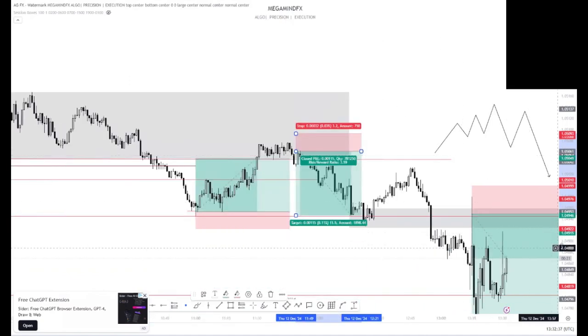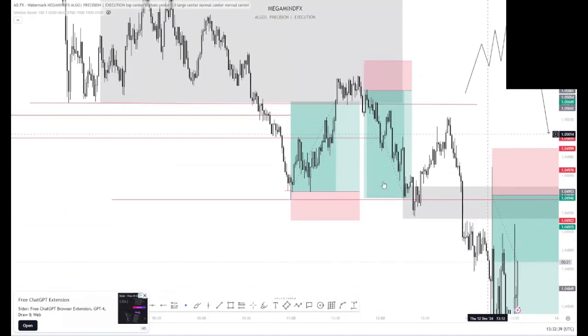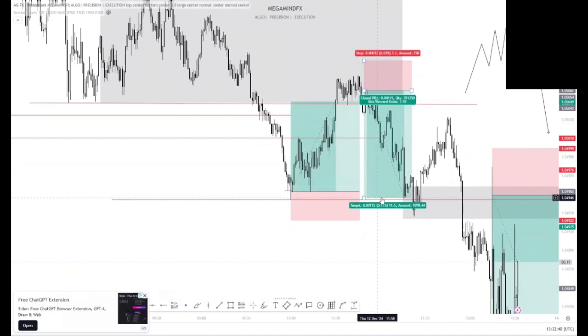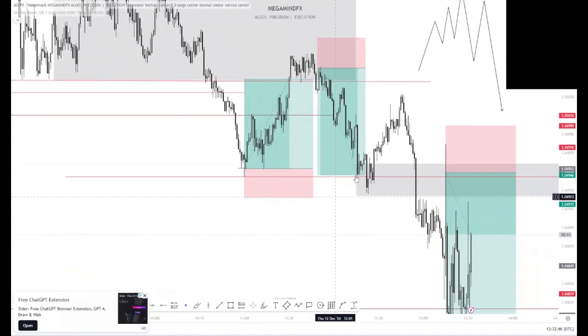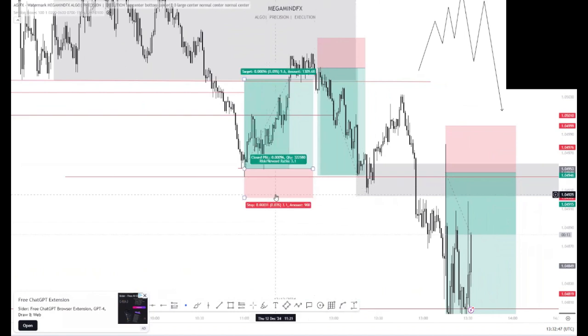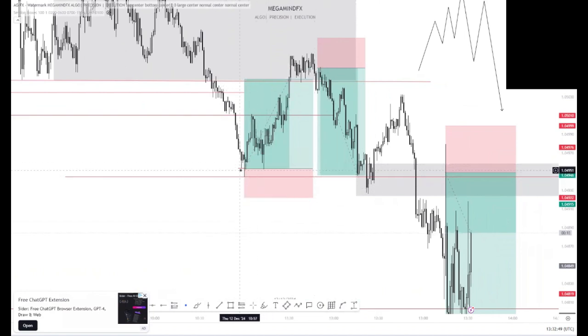So cool. This is the sweep of my higher time frame level. So this was the sweep. Now, mind you, remember we had a double inducement here. This was a double inducement area. Price swept it again, making it a triple inducement, correct?